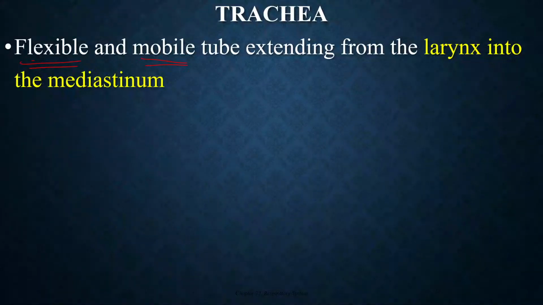Functions and its features. So number one, it is flexible. Number two, it is mobile. Mobile here would simply mean it can easily move. It is not permanently fixed, strategically placed in your chest. An example, if you have a serious accident, the trachea can easily get out of shape.